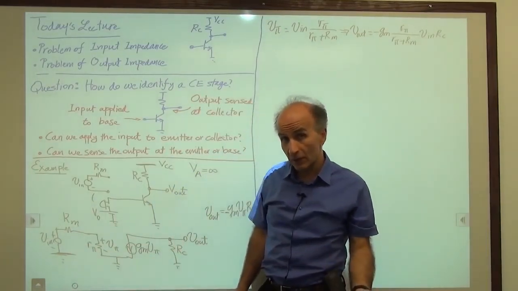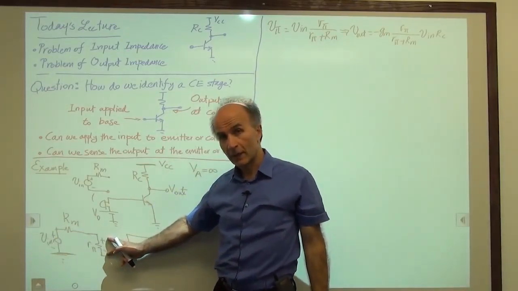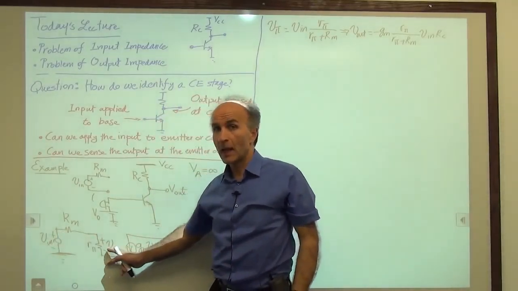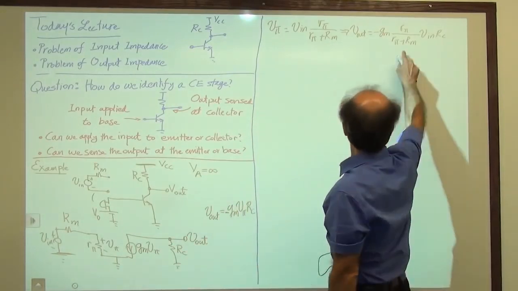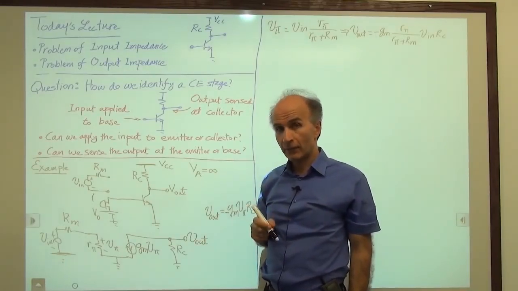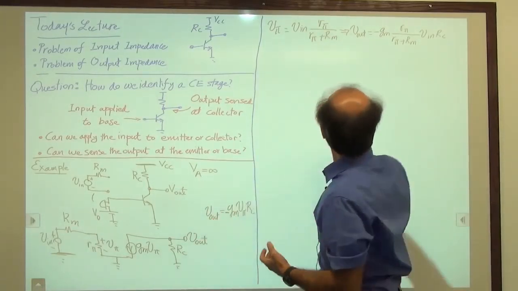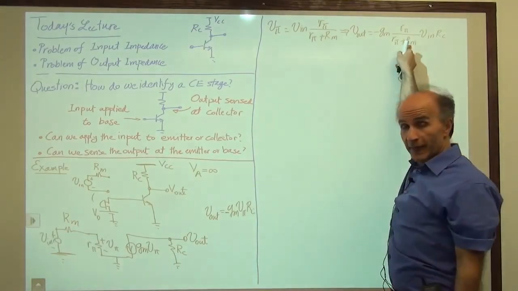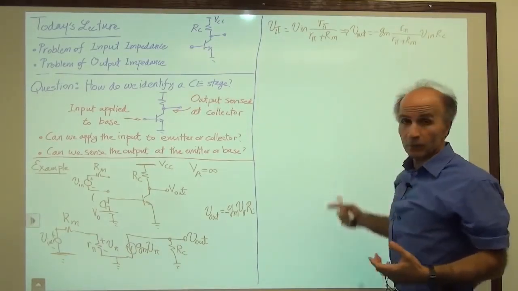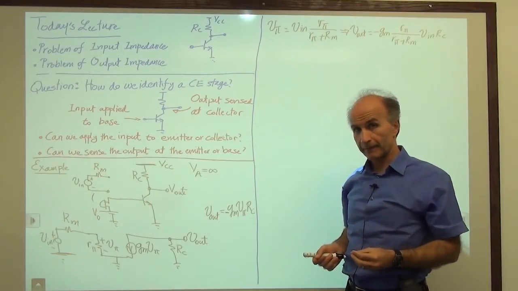If Rm were 0, the entire V in would appear across R pi. But because Rm is not 0, we attenuate V in before it gets to R pi, and then we amplify. That's why we have this attenuation factor. That's an interesting effect, and something we have to live with. If Rm is comparable to R pi, then this is about a factor of 1/2. So we lose half of the gain if Rm is comparable to R pi.